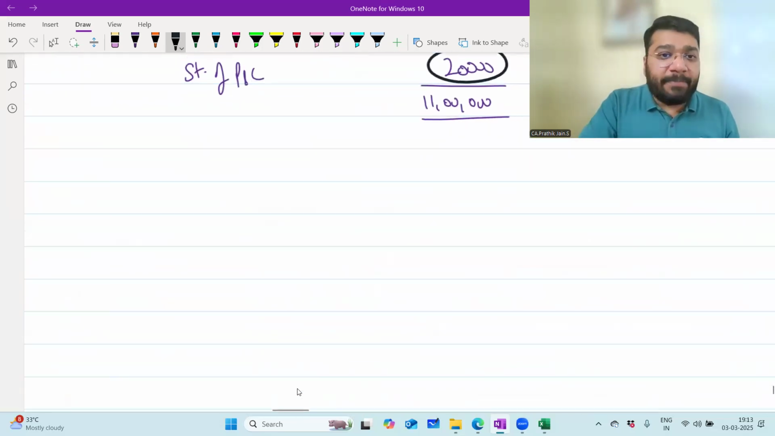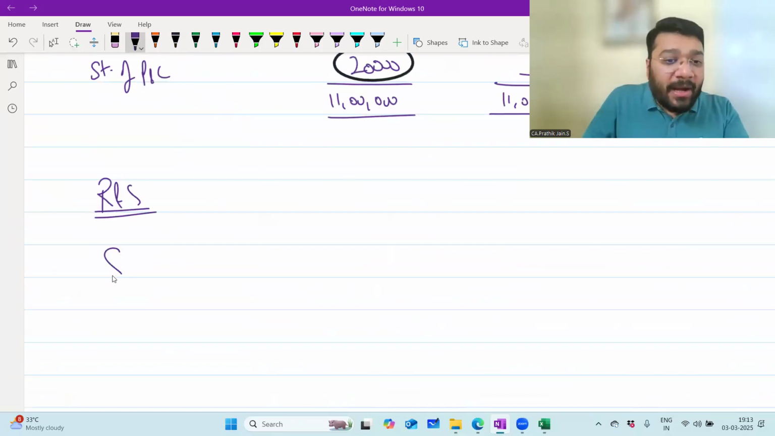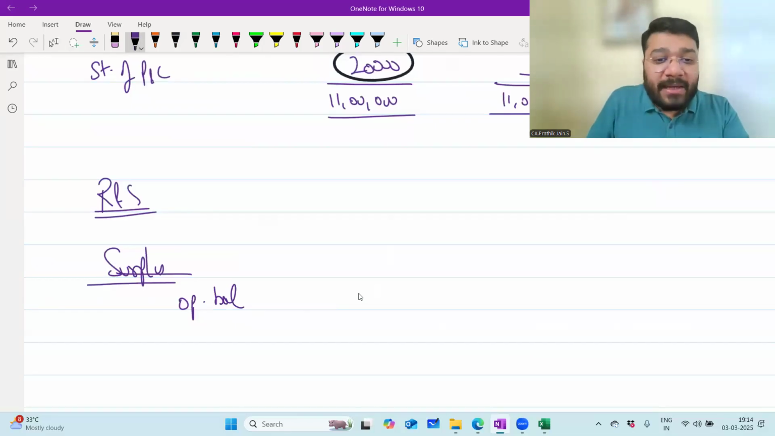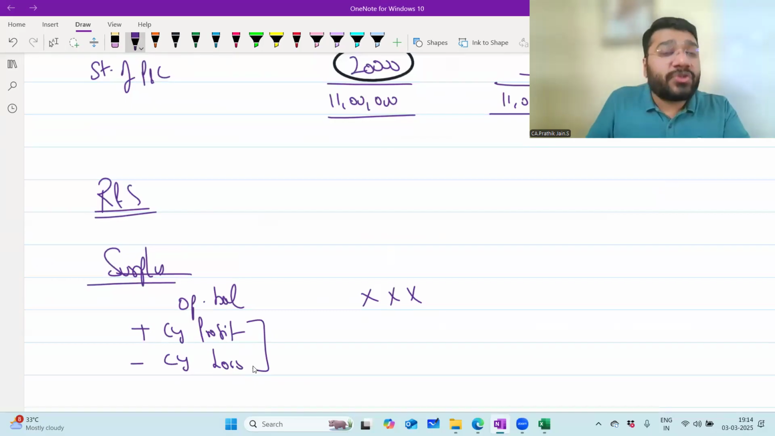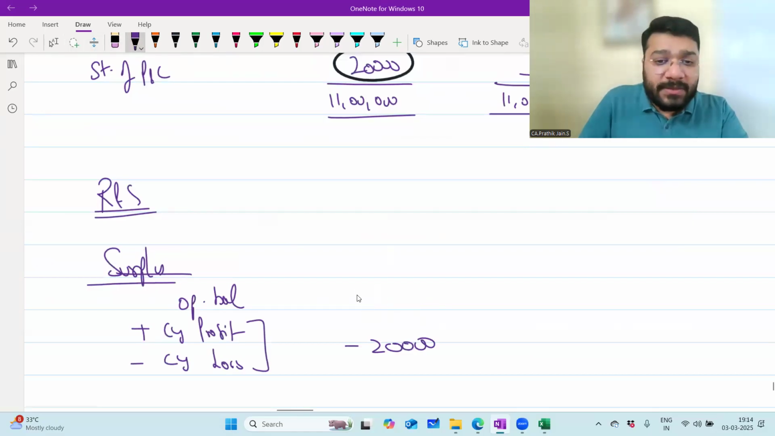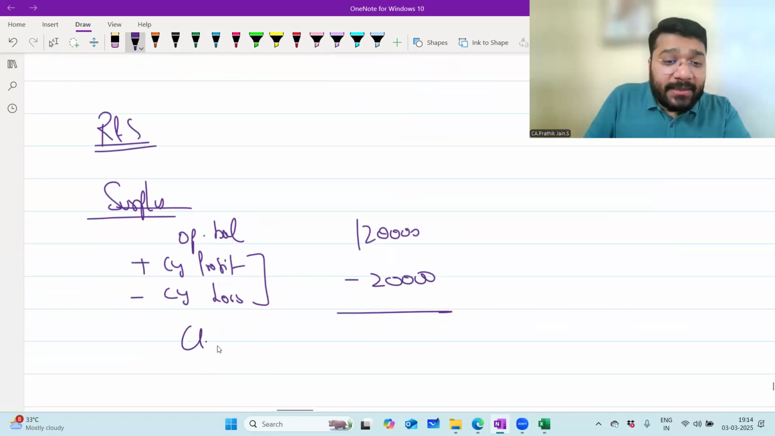So now, when I prepare the balance sheet here, I will open something called reserves and surplus. Under that, surplus. Under that, opening balance. How much is the opening balance? Some amount, I don't know. Add current year profit or minus current year loss. So here we have in our example loss minus 20,000. So let's imagine the opening balance is 1,20,000 rupees. So what is my profit after the loss? Closing balance is 1 lakh rupees.